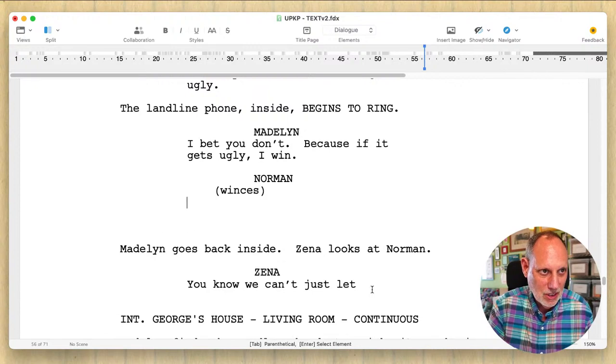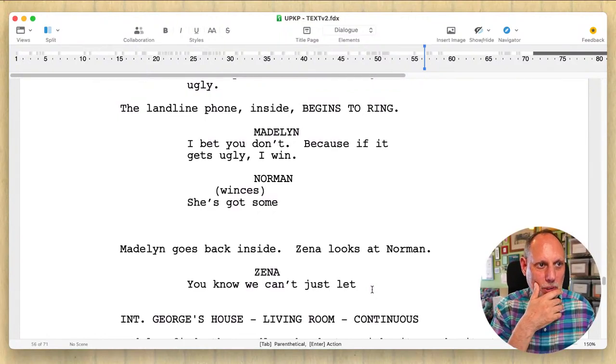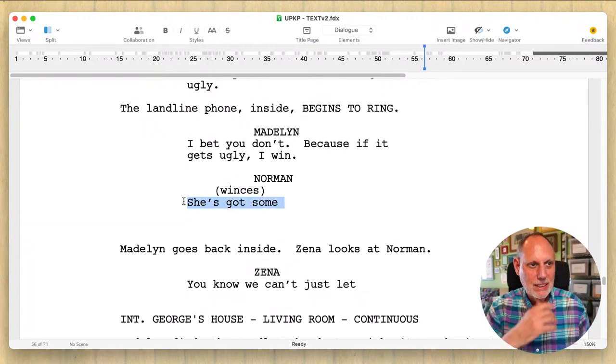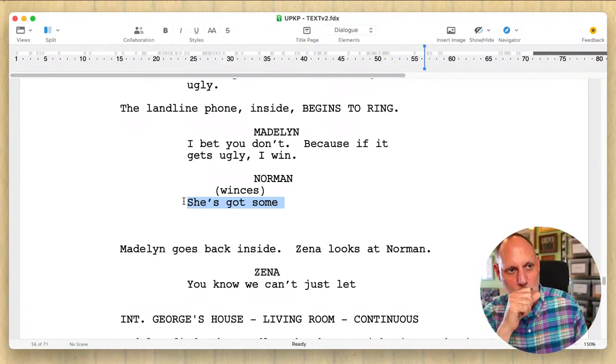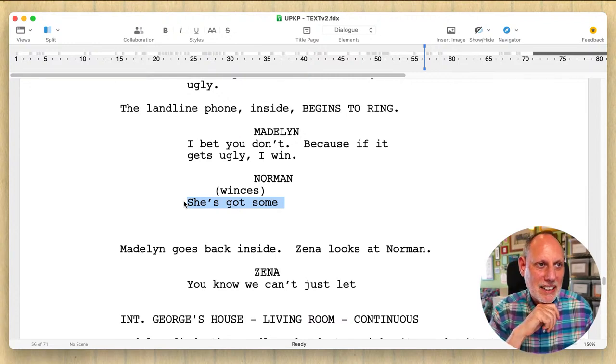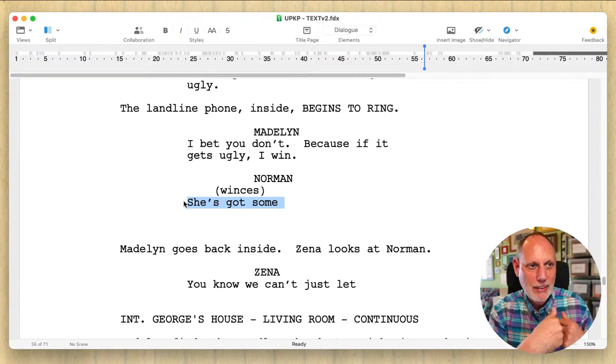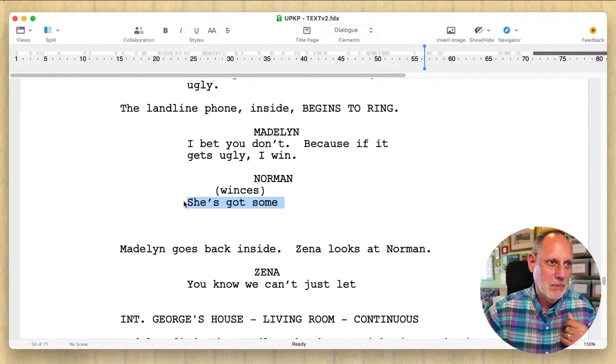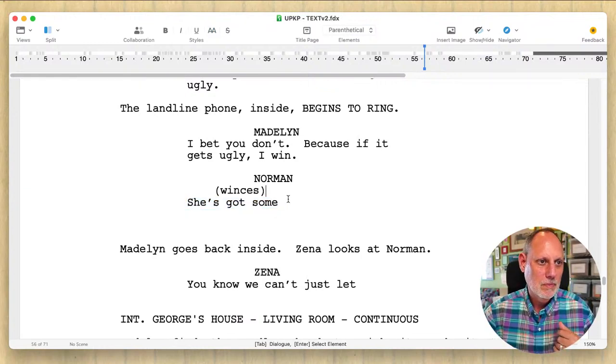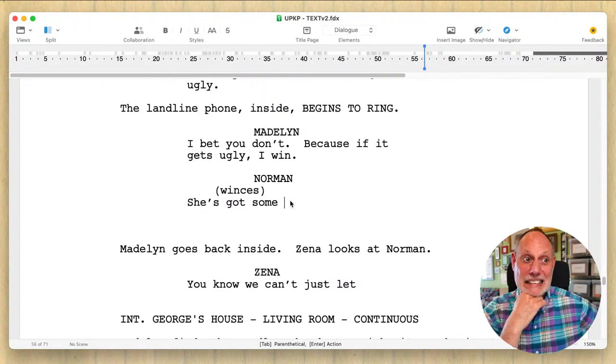Okay, now Norman has got some. But we don't want that. I don't want this to get too... I didn't expect it, but I do like the idea that there's kind of a showdown happening with Madeline. Kind of like the idea that Norman's like, because he knows about the meth dealer.